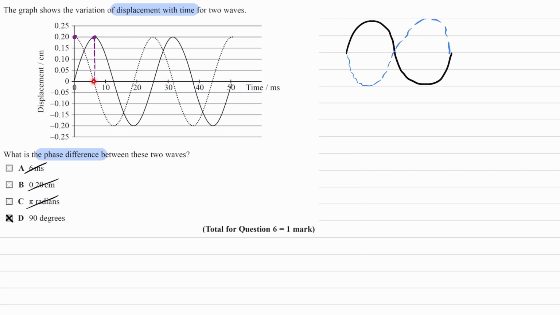That's 1/4 of an oscillation. This is one full wave to there. This is half a wave. This is a quarter of an oscillation. So this crest is therefore a quarter of an oscillation from this crest. And if they're a quarter of an oscillation apart, a quarter of 360 would be 90 degrees, and that's why the phase difference would be 90 degrees.